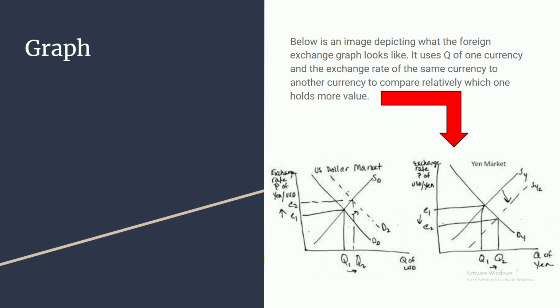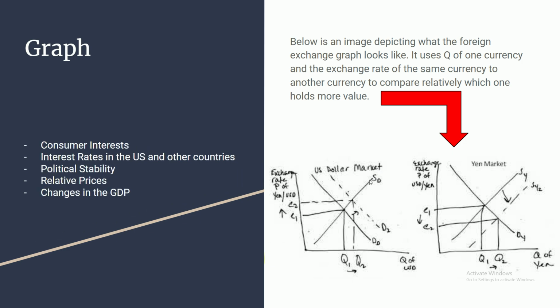The supply and demand curves, similar to the other ones in the last example, can shift as well. This can happen due to a change in one or multiple of the following: consumer interests, interest rates in the US and other countries, political stability, relative prices, and changes in the GDP.